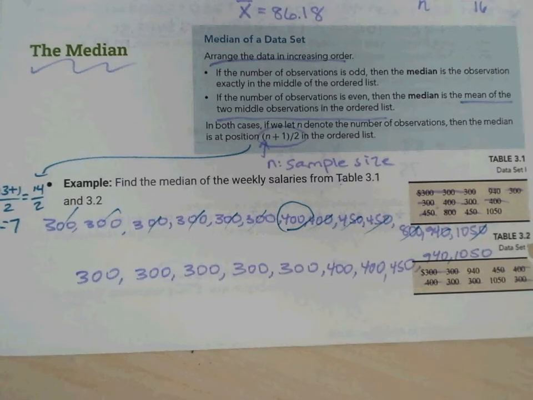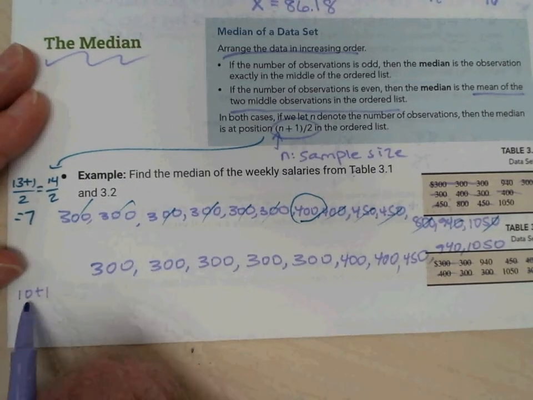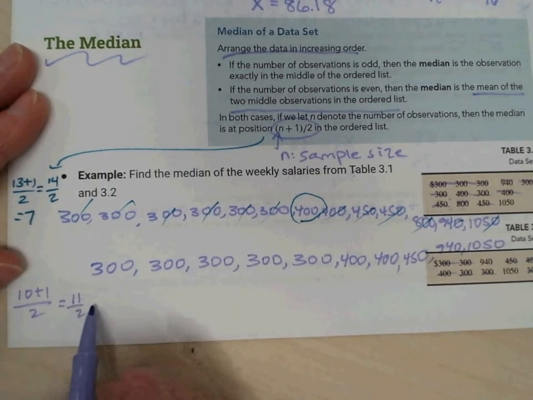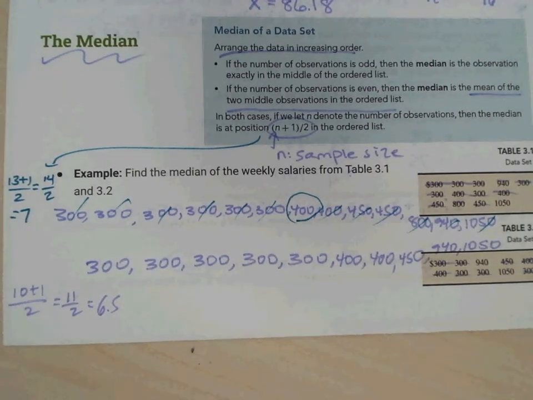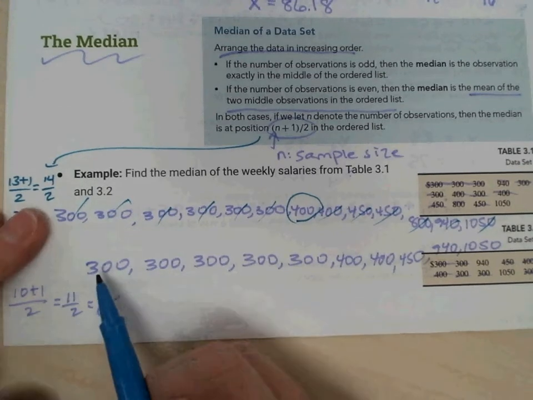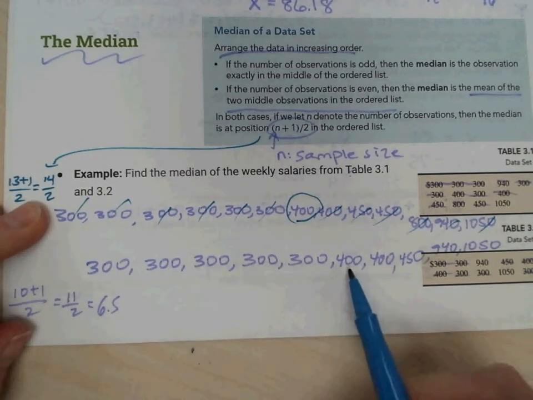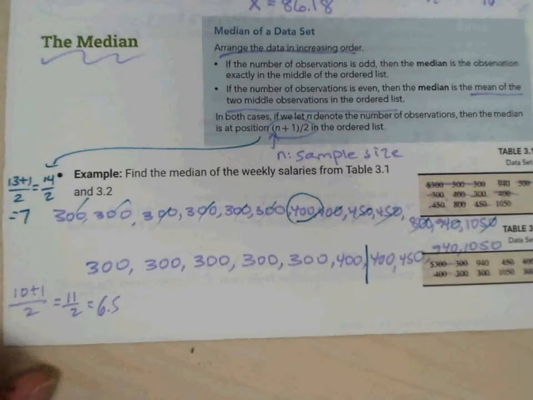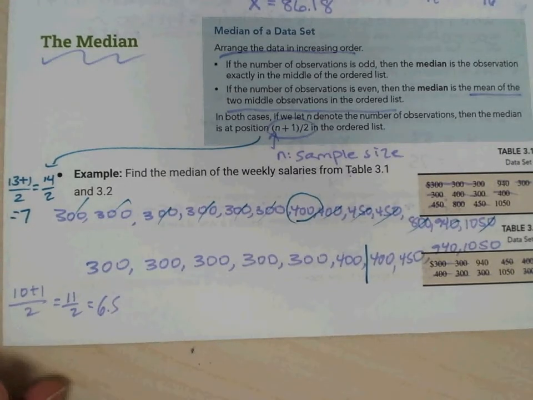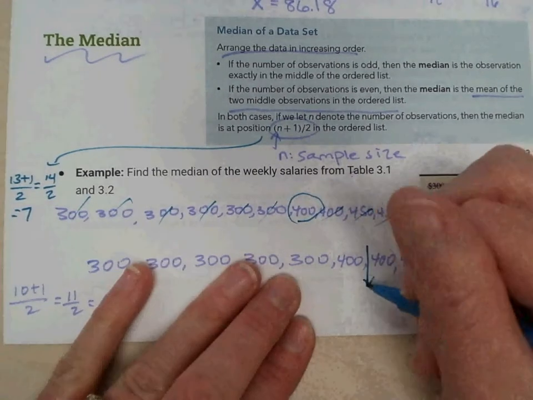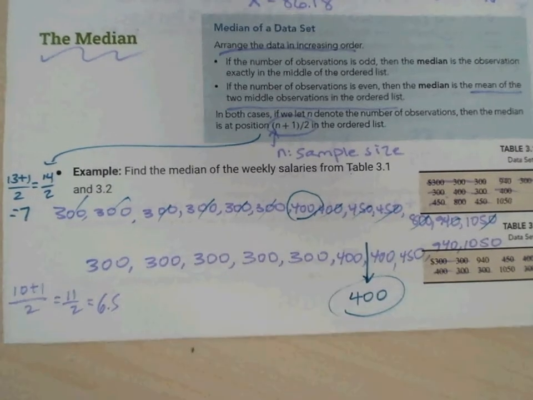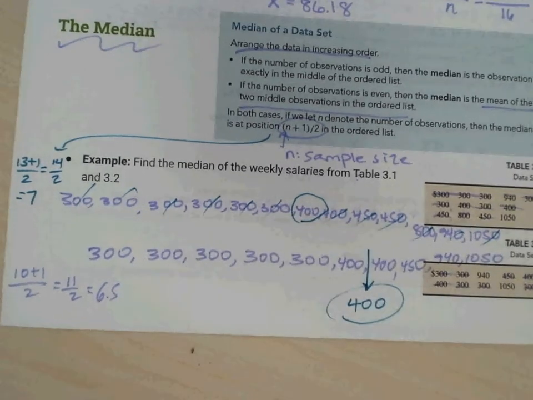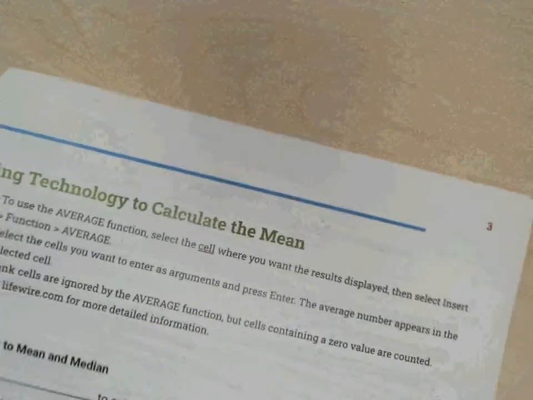So now this time we have 10 data observations. We have to add 1, divide by 2. So that gives us 6.5. This is the even set, so you guys see a little bit of both. We count down 1, 2, 3, 4, 5, 6.5. So it's halfway between 400 and 400, which happens to be, if you add those up and divide by 2, 400. So when we're looking at the median of these two data sets, we find that they are the same.